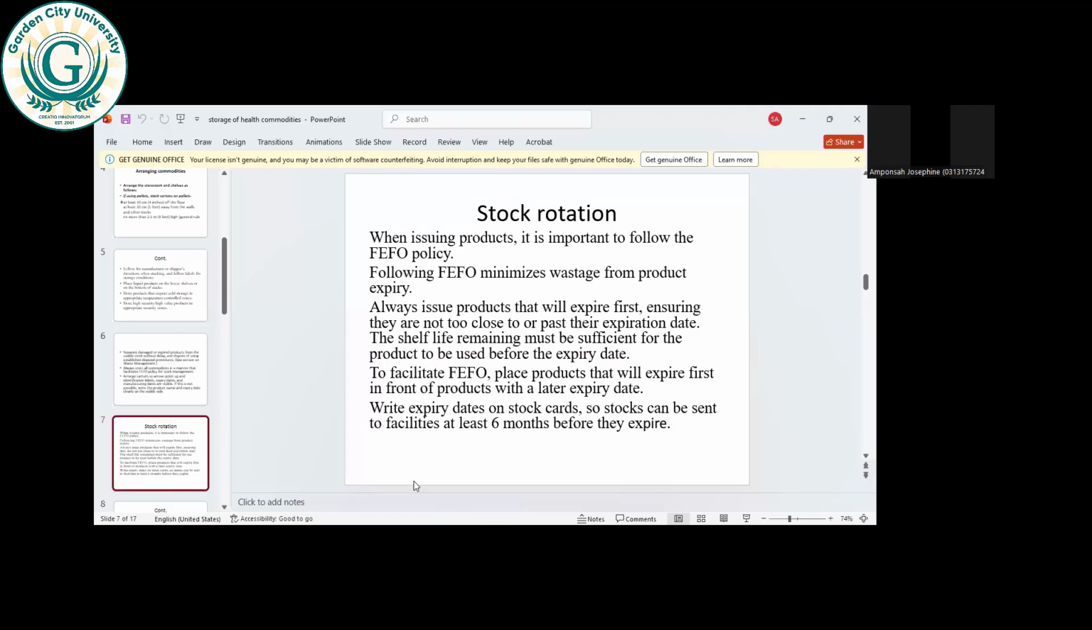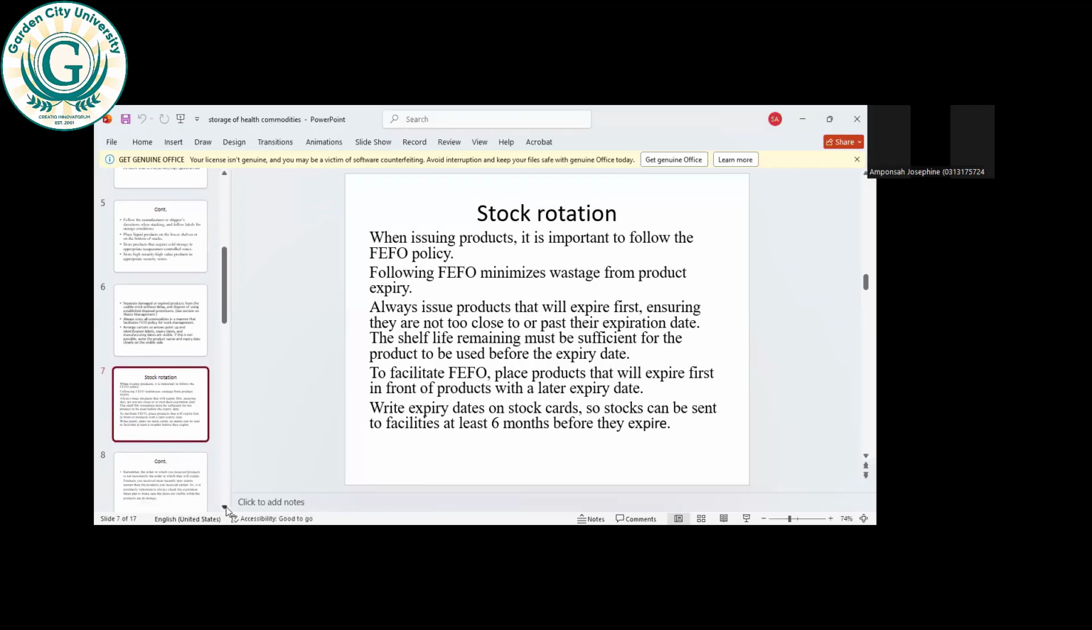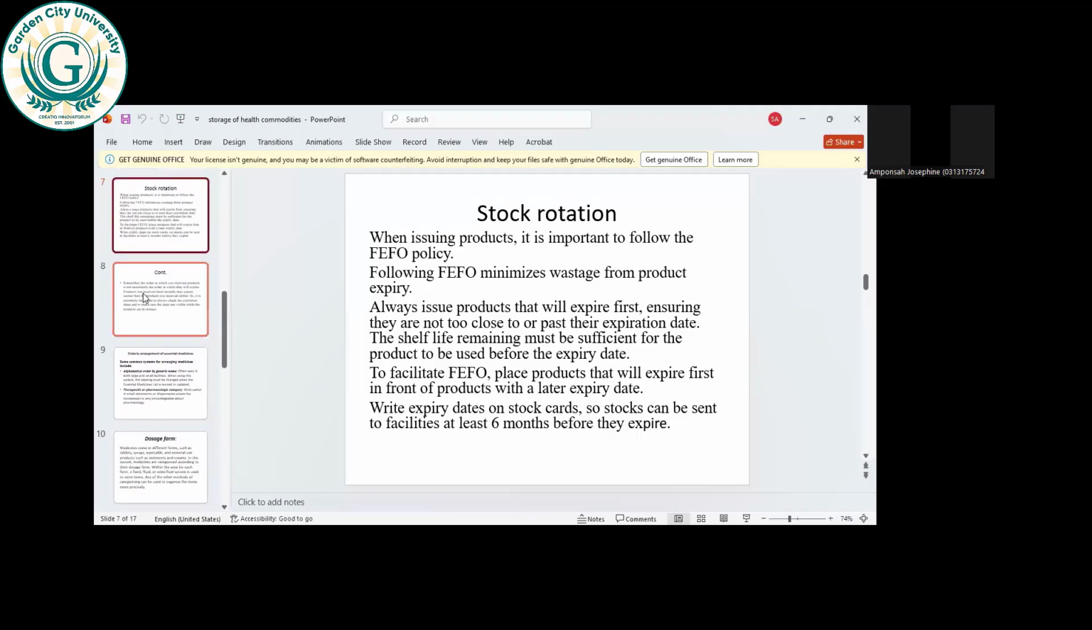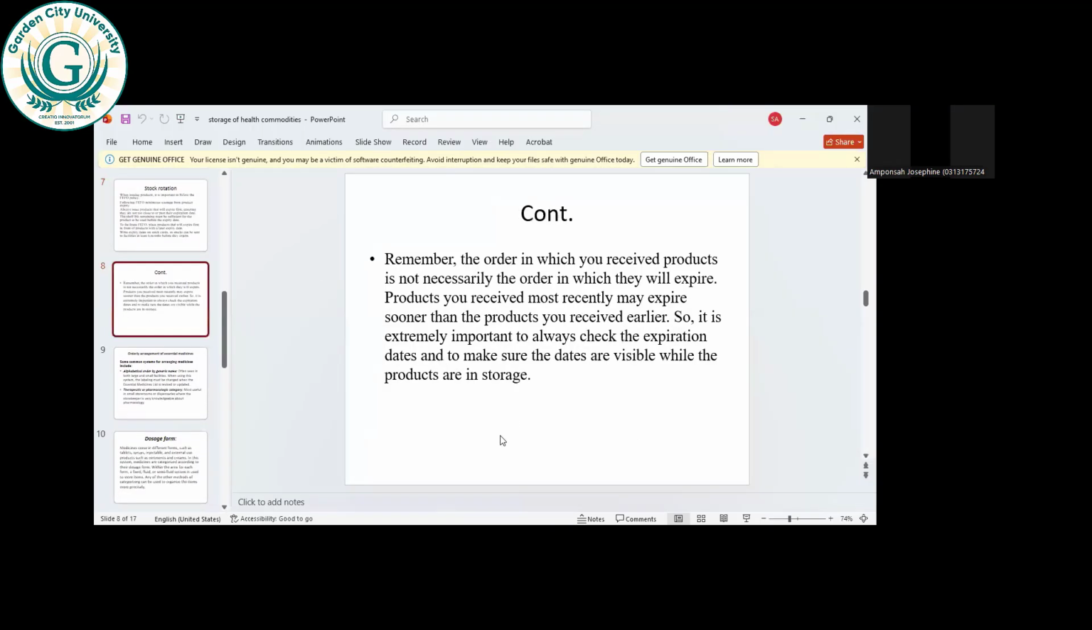So this is the best case scenario. When we talk about the best case scenario, it should be 6 months. Anything less than 6 months, you reject it. So products should come in 6 months before the expiration date. But in our case, that is not possible, based on our circumstances and other factors beyond your control.